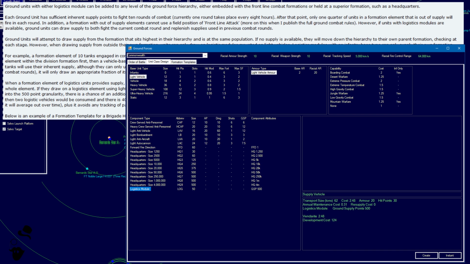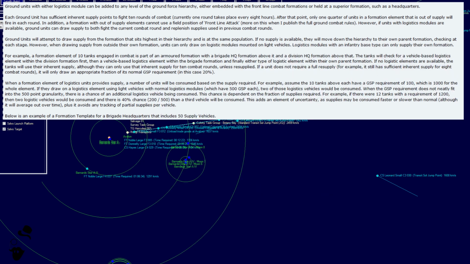Ground units with either logistics module can be added to any level of the ground force hierarchy, either embedded with the frontline combat formations or held at a superior formation, such as the headquarters. Each ground unit has sufficient inherent supply points to fight 10 rounds of combat. Currently, 1 round takes place every 8 hours.